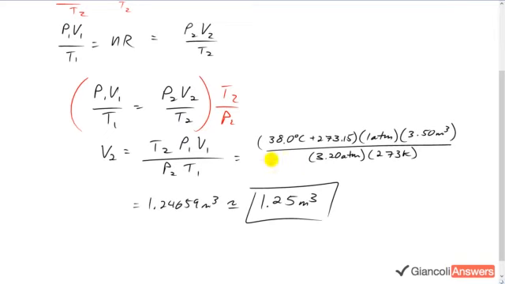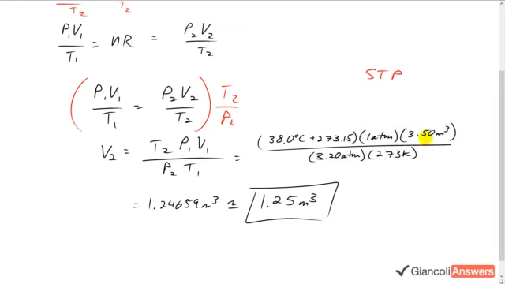And the only thing to keep in mind is that temperatures always have to be expressed in Kelvin, and pressures are absolute pressures. So at STP conditions, standard temperature and pressure, the pressure is not zero. It's 1 atmosphere. That's the absolute pressure. The gauge pressure is zero, but the absolute pressure is 1 atmosphere.